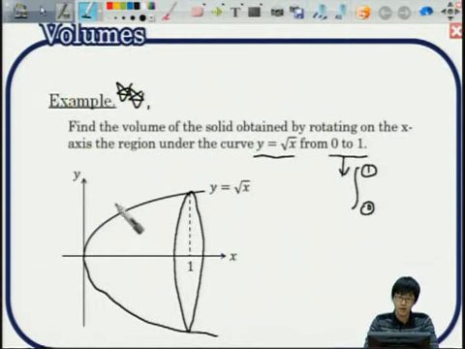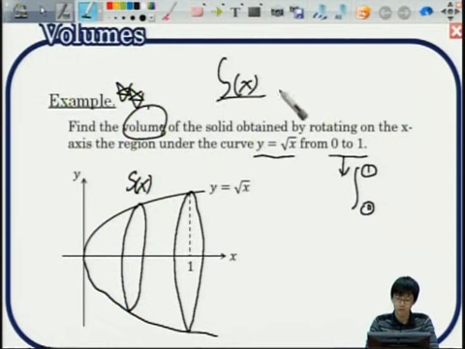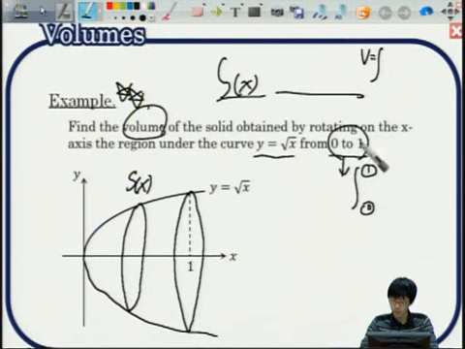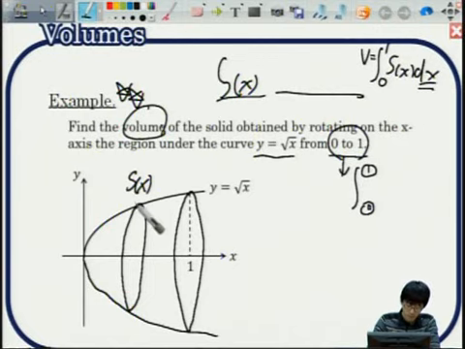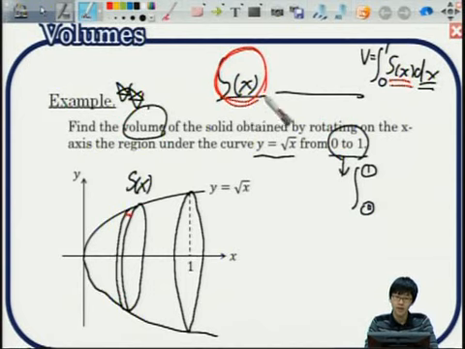Then our goal is to find the volume, which means we have to find this cross-section area, which is S(x), and we have to make this S(x) into a function of x, right? Then the final volume will be the integral from 0 to 1 of S(x) dx, right? Because dx will be this thickness right here. So expressing this S(x) as a function of x is the most key point in this example.